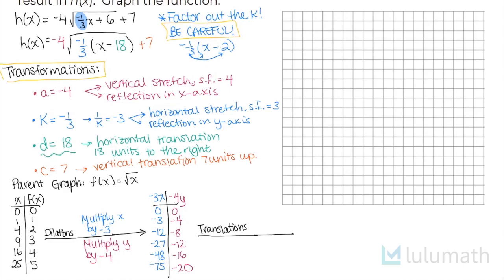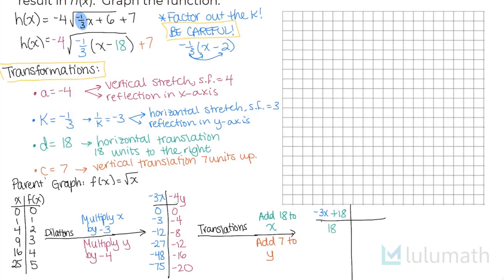And since d is equal to 18 and we're going 18 units to the right, we are going to add 18 to x. And because c is 7 and it's a vertical translation 7 units up, we are going to add 7 to y. So that means I will take this negative 3x and add 18 to it. So negative 3x here is 0. 0 plus 18 is 18.